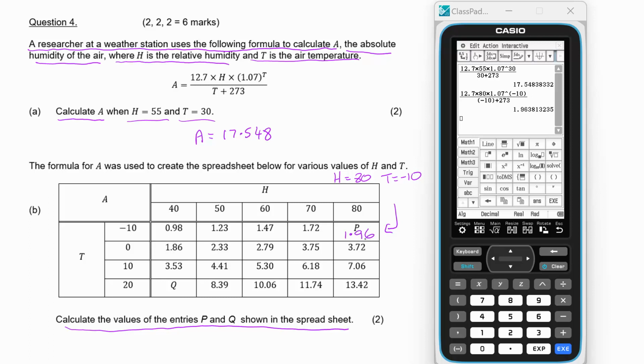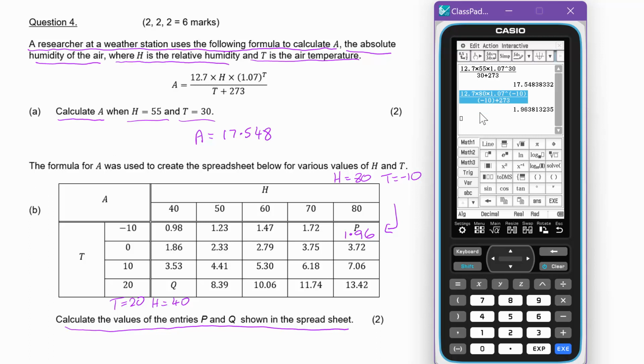And then for the Q, we can see that H is equal to 40 and T equals 20. So let's just grab this again. And I'm going to replace that 80 there with 40. And let's replace that negative 10 there. It doesn't matter if I just leave the brackets there. That's going to be 20 just there. And also on the bottom. And that is 6.71.